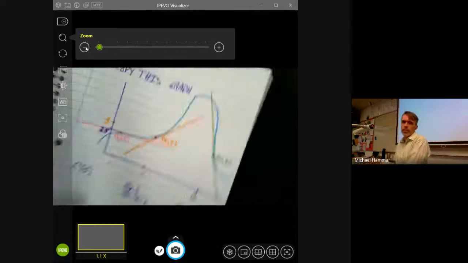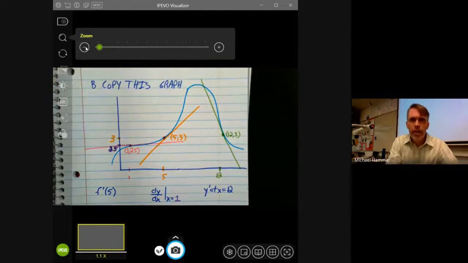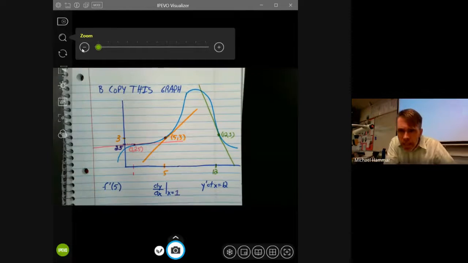So the next thing I'd like you to do is copy down this graph. So pause your video and take a moment to copy down the graph with the 3 very different lines on it. So pause your video now and make a picture of the graph that looks something like mine.